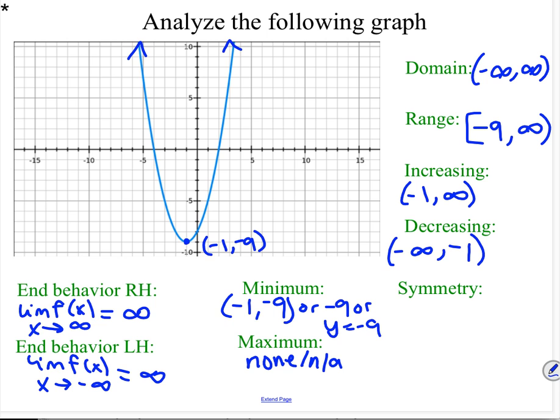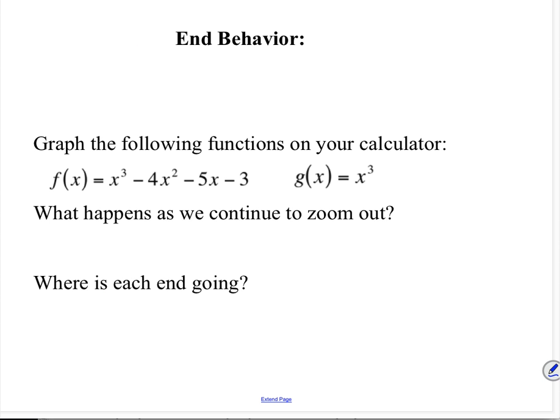The symmetry is neither because the vertex is not on the y-axis. It would be even if the vertex were on the y-axis, but it is not, so that would be neither. You guys don't have this graph, but just to talk about and review end behavior, if you want to go ahead and graph these on your calculator, we'll look at them together.